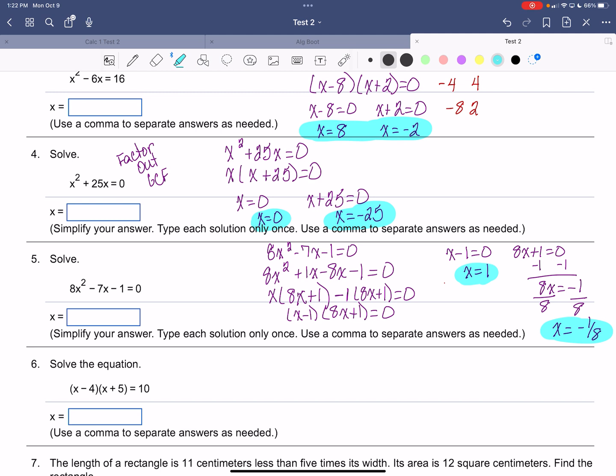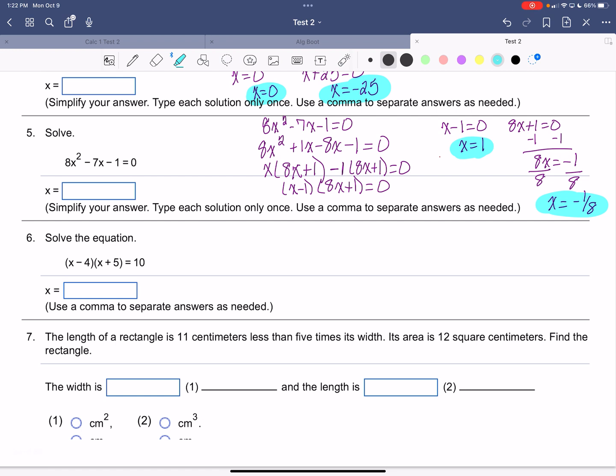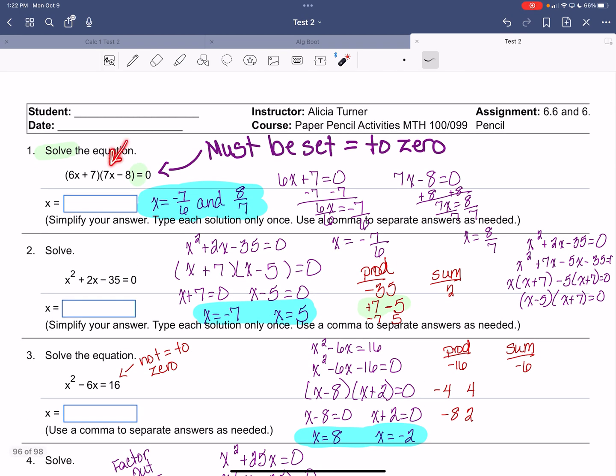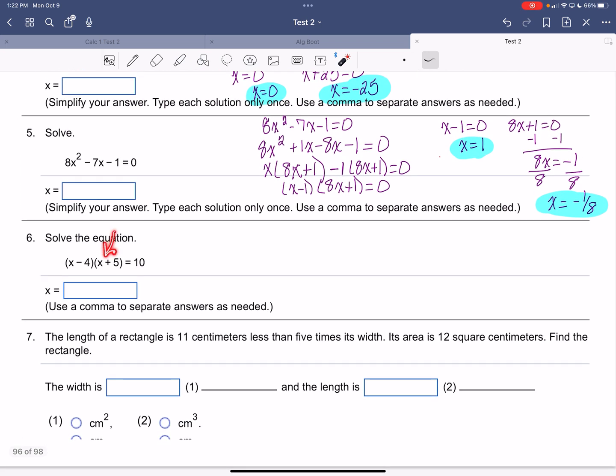Now, number 6 is one that students miss a lot. So let's talk about why number 6 is difficult. When you first look at number 6, you think, oh, it's already in factored form, so I'm in good shape. But look at number 1. We were in factored form, and it was equal to 0. Here, we're already factored, but what's it equal to? 10. So that doesn't work.